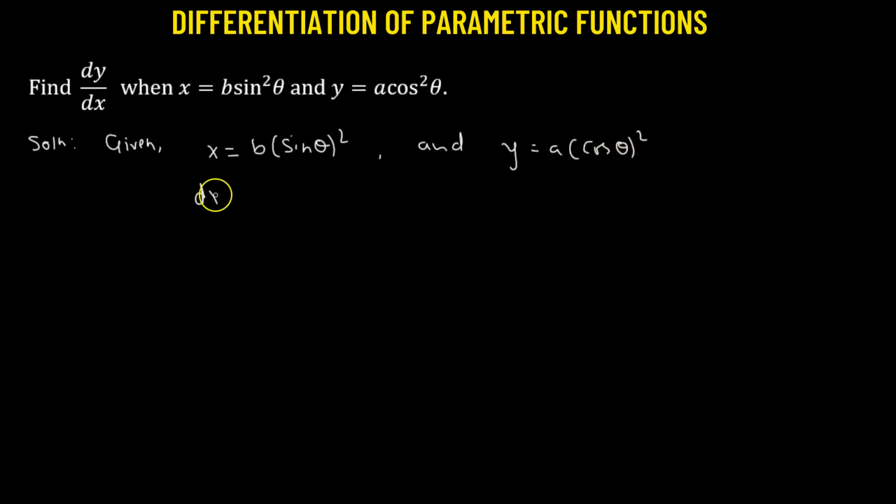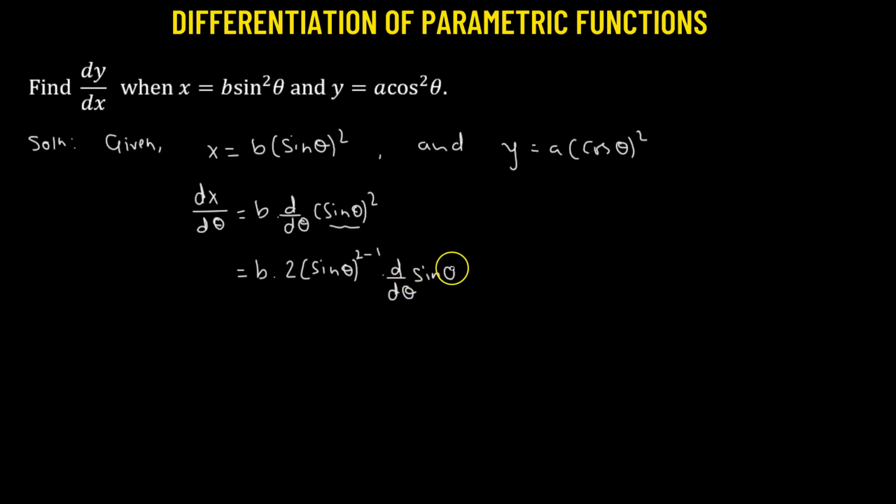Now we'll take the derivative of x with respect to theta. This will be equal to b, which is a constant, so that gets multiplied by the derivative with respect to theta of sine theta squared. Now we can use the power rule here, to find the derivative of sine theta whole raised to the power of 2, which will be 2 times sine theta raised to the power of 2 minus 1. Now here, since we have sine theta instead of theta, we'll need to use the chain rule. We'll multiply by the derivative with respect to theta of sine theta.